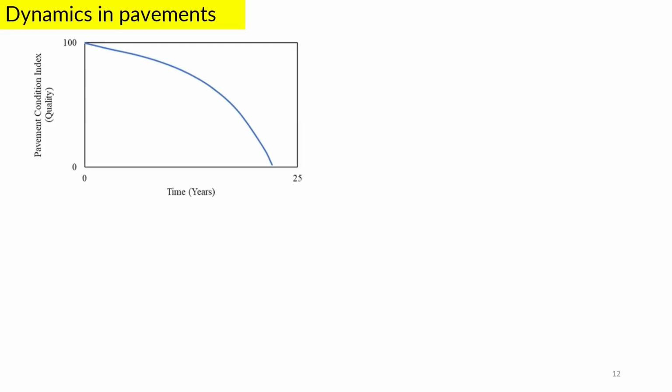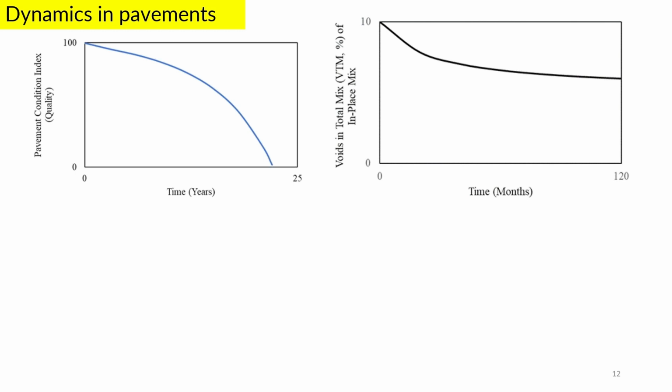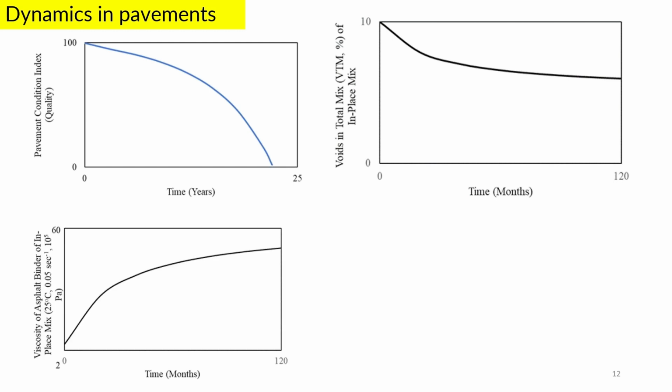All right. Dynamics in pavements, as I said: over time, the pavement condition index, or quality, changes. So it is something that we want to model over time. There are properties within the pavement system, properties of materials or mixes. For example, in this case, it's the voids that change over time, and we would like to explore how they are changing. The properties of the components of the system, for example, this is a mix, and this is a property of the asphalt binder, also change over time.